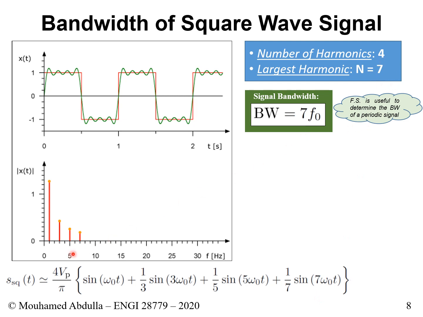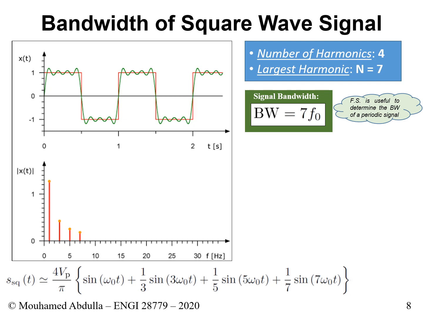And what is the bandwidth? Well, the bandwidth is 7 F naught. So 7 omega naught or 7 F naught. This is the bandwidth that we have. So as we include more harmonics, the approximation improves, but the bandwidth also increases. So that's what we consider.